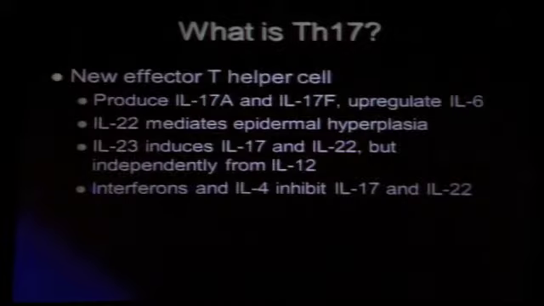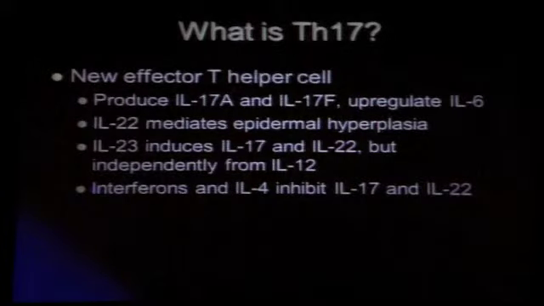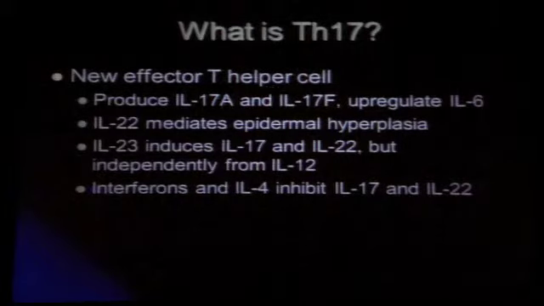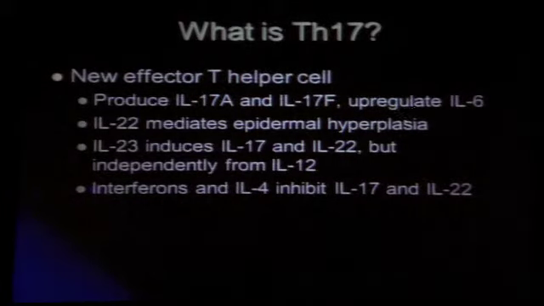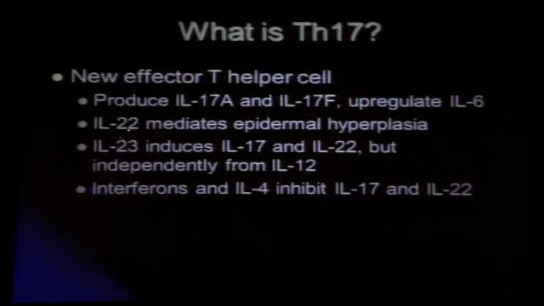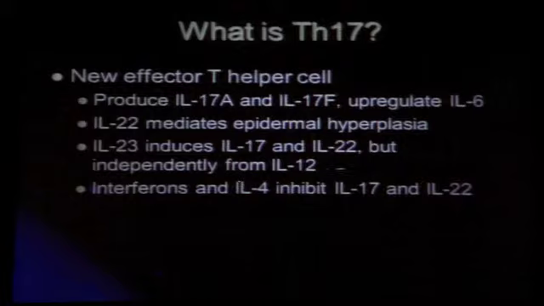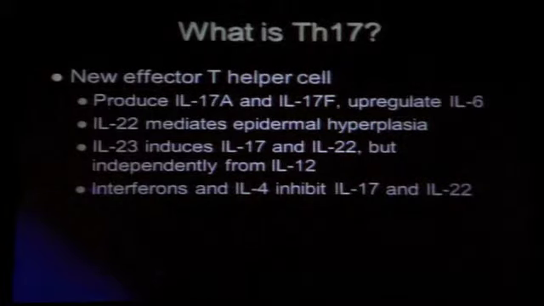So what is IL-17, right? What does it actually mean? So the TH17 profile is a new way, again, of how we describe the T helper cells. There are subsets of interleukin 17. They upregulate interleukin 6. Interleukin 22 mediates epidermal hyperplasia. Interleukin 23 induces both of those, but independently of interleukin 12. Interferons and interleukin 4 inhibit those. So what the hell does that really mean?